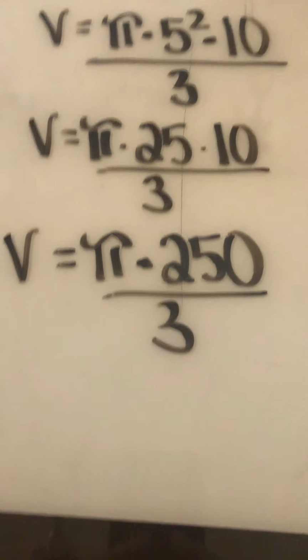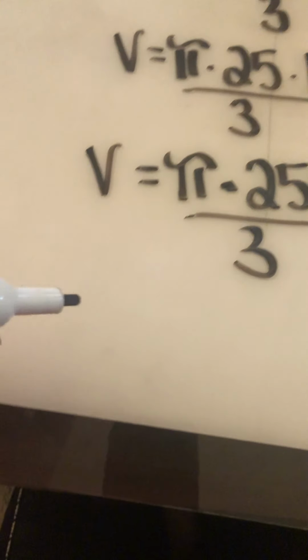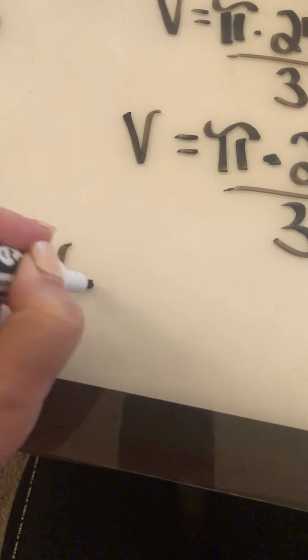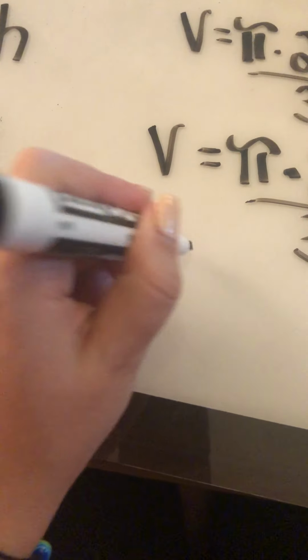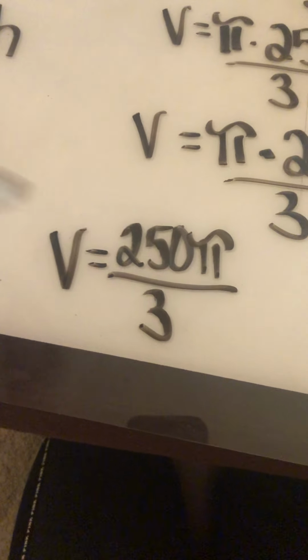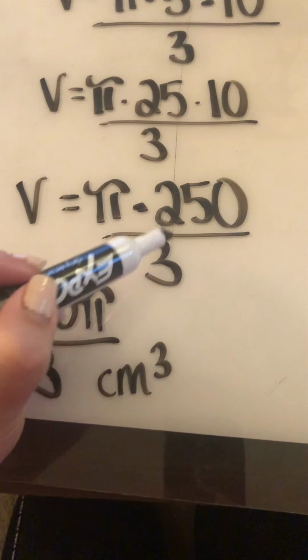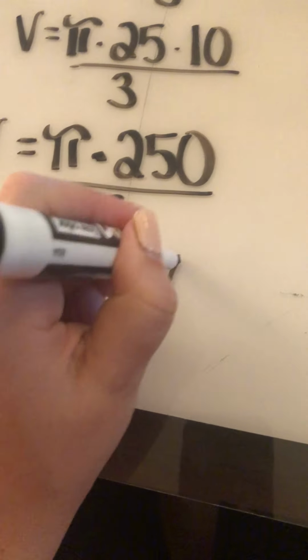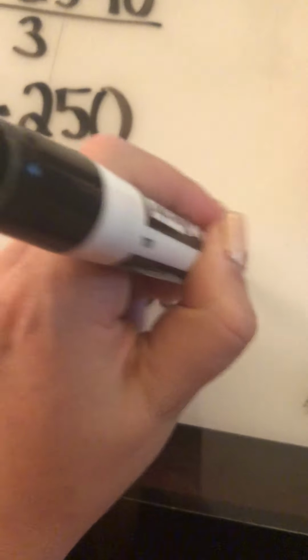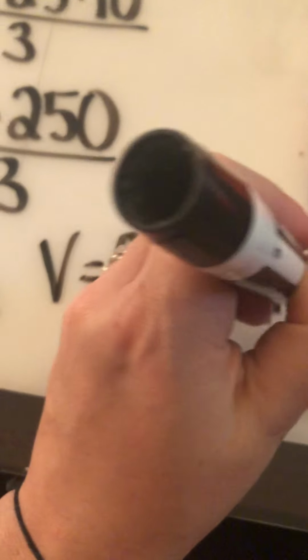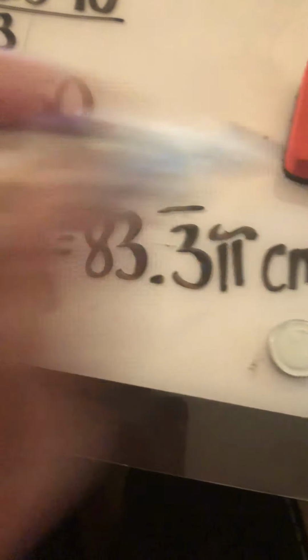Okay, so for example, I would just rewrite it using the commutative property. We can't simplify 250 over 3, so it would just stay like that. So it would be 250 pi over 3, okay, and then cubic centimeters. Or if you divided 250 by 3, you'll see that it's actually a repeating decimal. So you could write 83.3 pi cubic centimeters. That's kind of an ugly 3, so let's fix that.